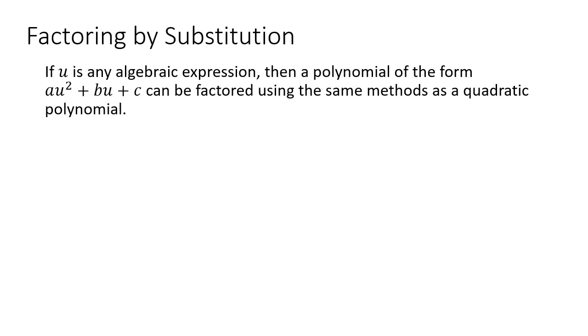The last type of method we're going to take a look at is called factoring by substitution. The idea is that if you have something that you can think of like a quadratic, so if u is any algebraic expression, not necessarily just a single variable, and you have something of the form au squared plus bu plus c, then you can still factor it like a quadratic polynomial, even if it's not just a single variable. Oftentimes we'll do a substitution to make it easier to see how it's factored, which is why it's called factoring by substitution. So let's take a look at a few examples involving factoring by substitution.